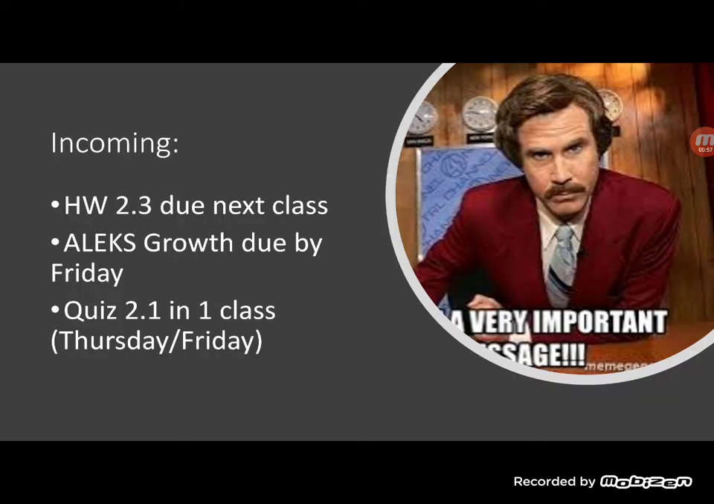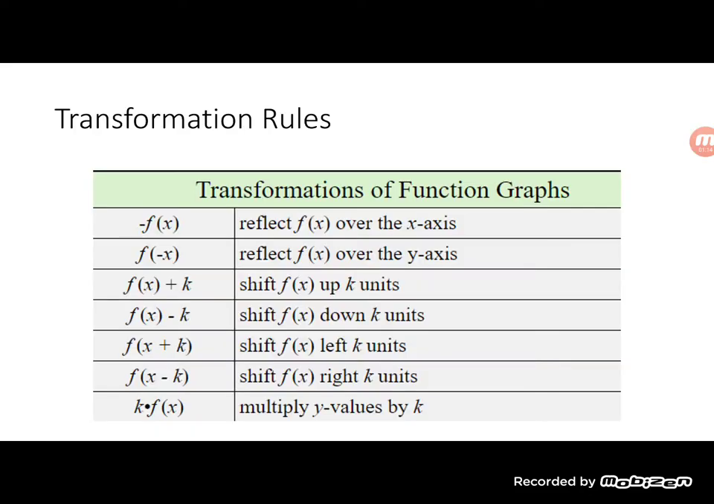These are our announcements for the day. So homework 2.3 will be due next class. You'll see that sent out. Our Alex growth, we are still keeping track of that. That'll be due this Friday. Quiz 2.1 will be due in one class. Well, sorry, not due, but we'll take that in one class.